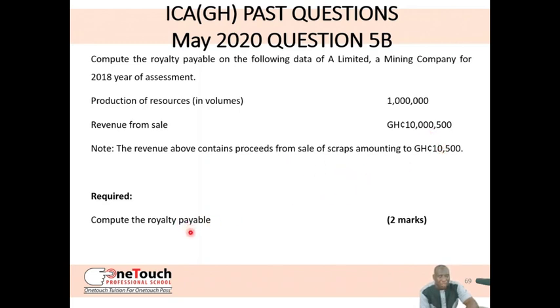But first, code the formula. It's a royalty payable is what? 5% times the value of mineral one, or revenue from mineral one. Then you do calculation of the revenue from mineral one by taking the 10,500 from this figure, and then before you slap the 5% on it.